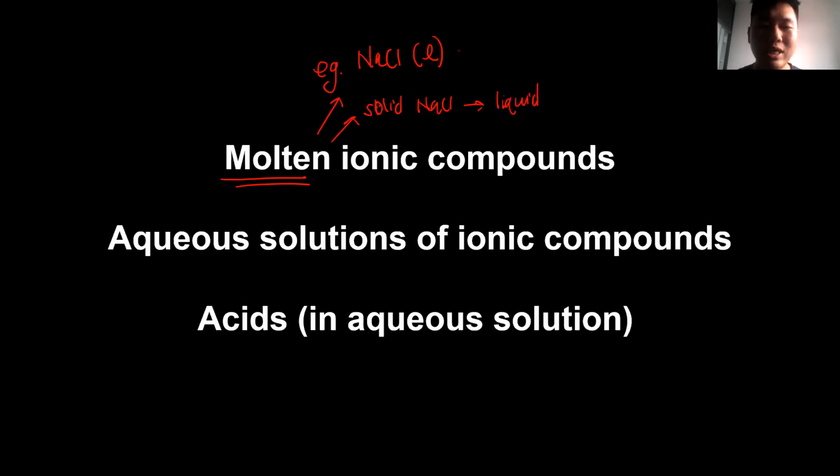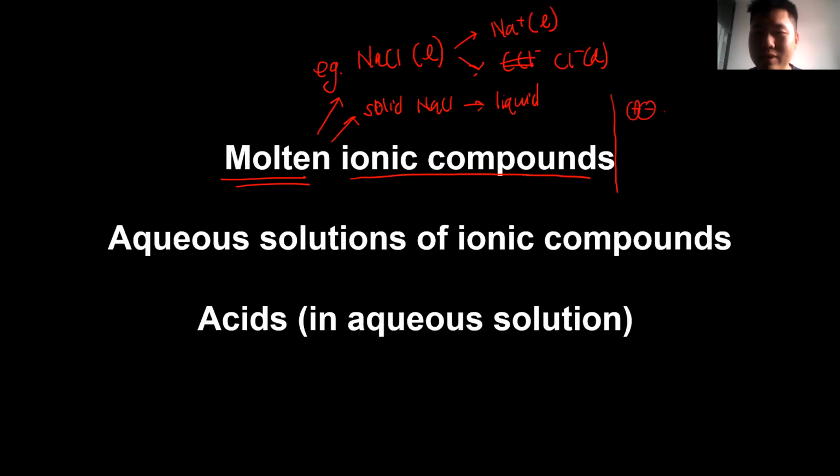So molten sodium chloride, for instance, contains two ions: the Na+ ions and the Cl- ions. And I think we learned in a previous chapter that ionic compounds in a solid form have a giant crystal lattice structure where the positive and negative ions are arranged orderly. So this is what it looks like in a solid form.